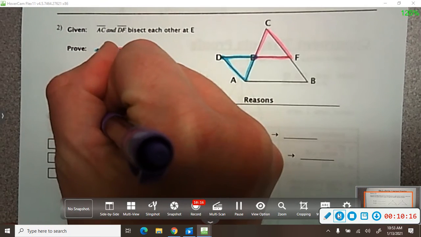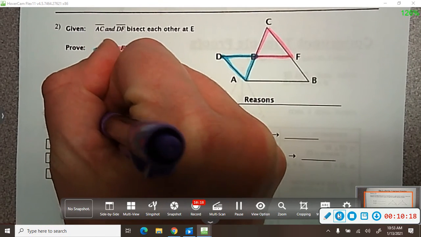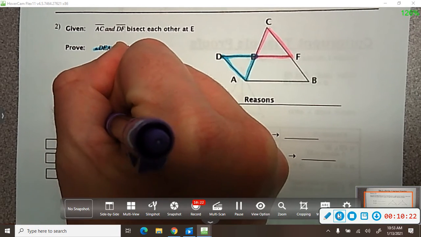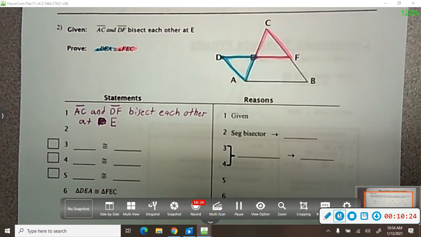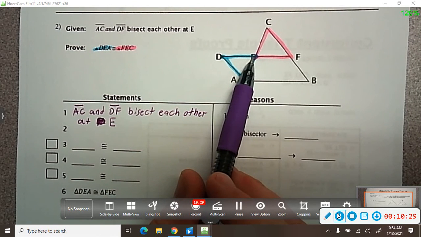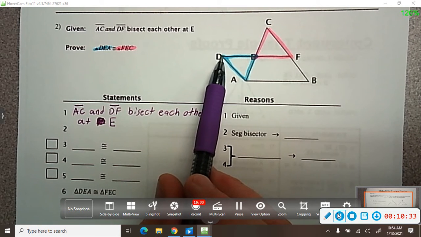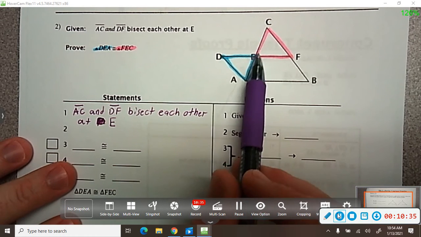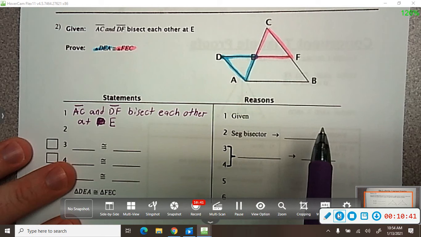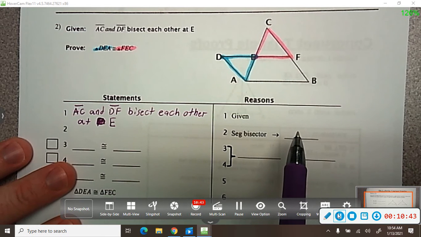If you could read my handwriting, I'm sorry. F. I'll just erase that. No, at E. That's supposed to be an E. Now where's E? E's right here. So what does it mean that they bisect each other? Well, you have AC and DF. If they're segment bisectors, that means they cut each other in half.